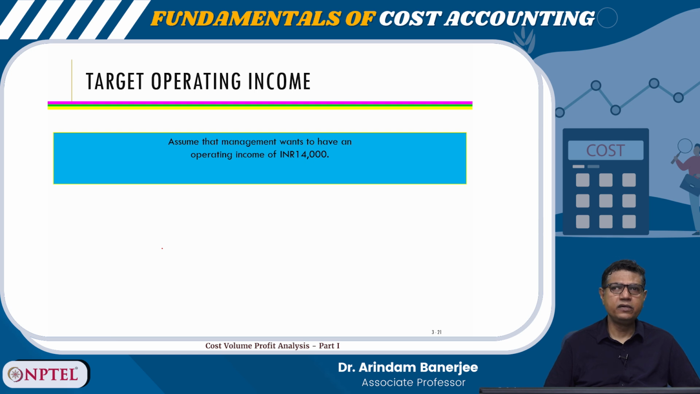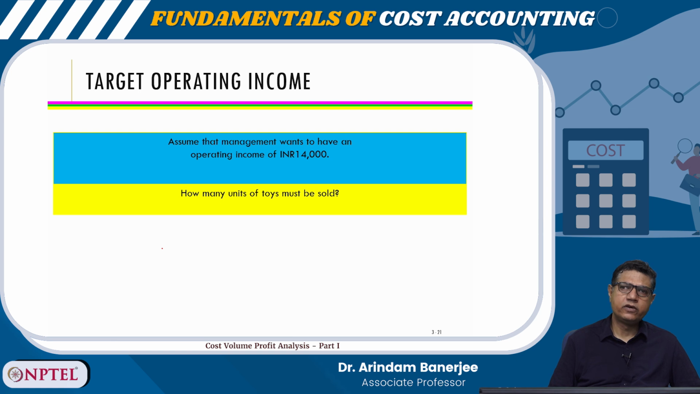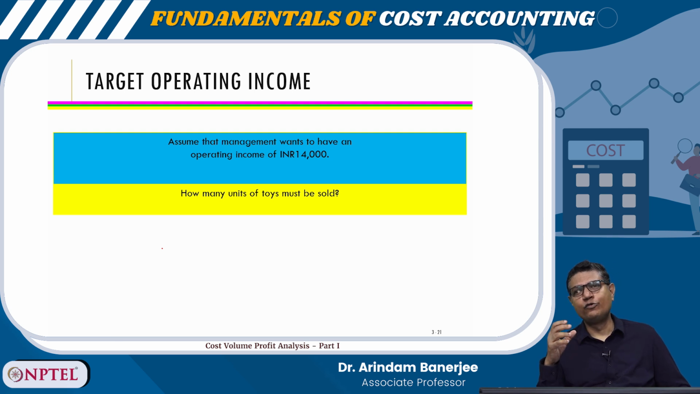I can take one example. Assume that the management wants to have an operating income of INR 14,000. How many units of toys must be sold? So, it wants to make a profit. At the break even point, we calculated that 3000 units I need to produce for getting into the no loss, no profit zone. Now, I want to earn 14,000. So, how many units of toys must be sold?